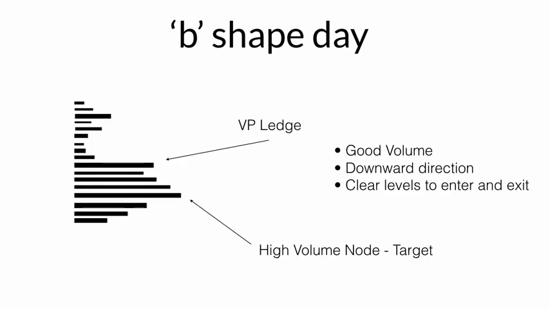So in the same way as the P-shaped ledge, we've got the B-shaped ledge. This is really exactly the same, but this time we've got all the pressure to the downside. So everything is exactly the same, it's kind of just flipped around.